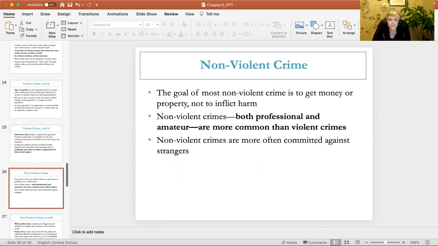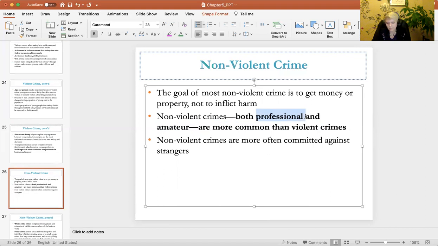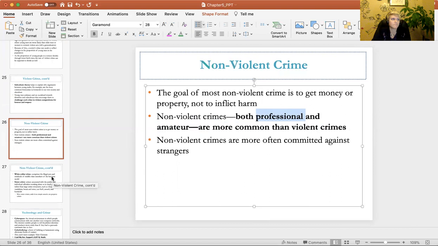And then finally, to wrap up, nonviolent crime also has many variations, but most of it has to do with trying to get more money or property without inflicting harm upon another. There are professional nonviolent crimes, like actual fraud artists who end up embezzling a lot of money, and there are amateur ones where the nonviolent crime could be stealing something from a local store, something that is one time and not constitutional, right?